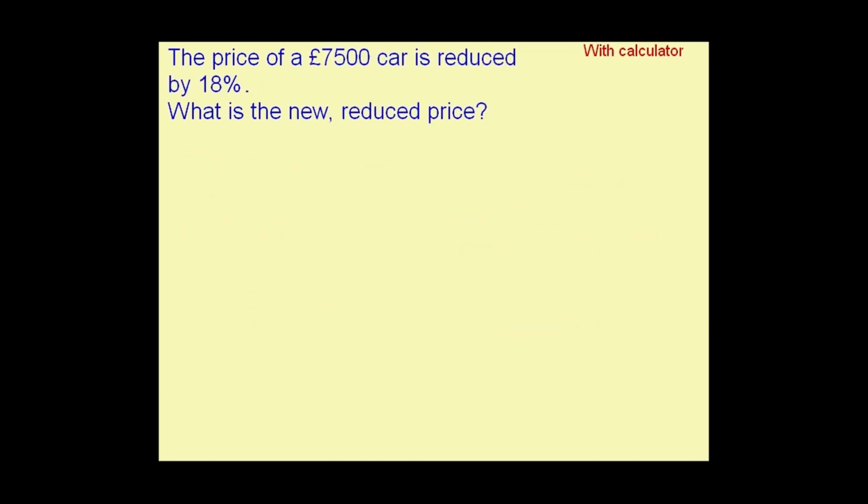Here's another question for you to try. This time the price has been reduced, so you need to find 18% and take it away from £7,500. Press pause and have a go. When you're ready, press play.